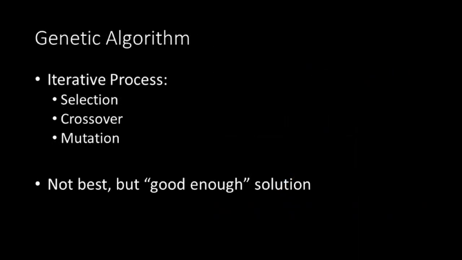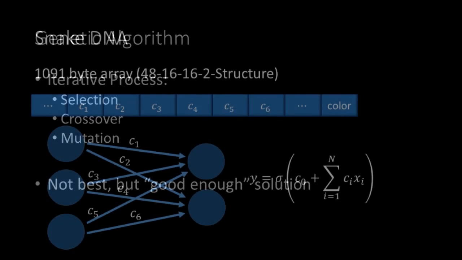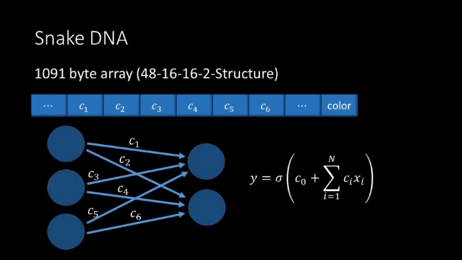Genetic algorithms try to find an optimal solution for a problem iteratively by recombining and mutating existing candidates. Here the candidates are snakes. At any point in time, there's a fixed number of snakes alive. Each snake is unique by its DNA, which stores the coefficients of the neural network and therefore determines its behavior. Additionally, another byte is stored for the color of the snake, to spot inheritance easily. In total, for snakes with the 48-16-16-2 network structure, the DNA strand is a 1091 byte long array.